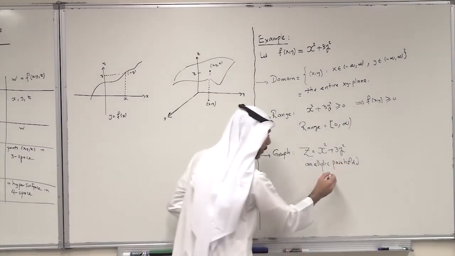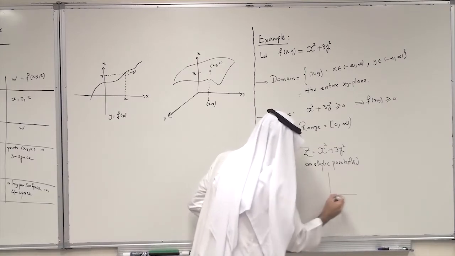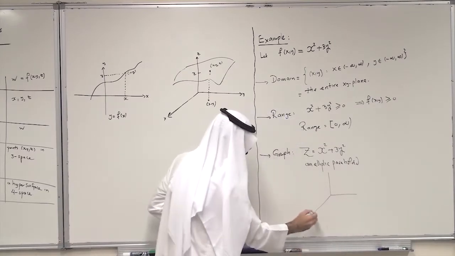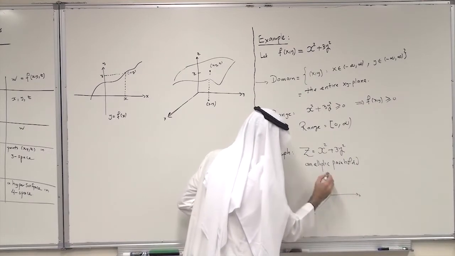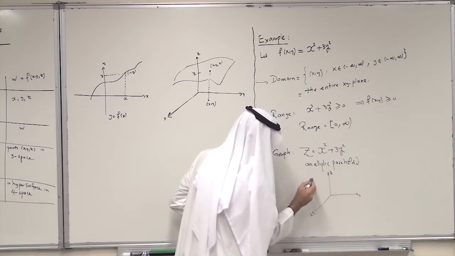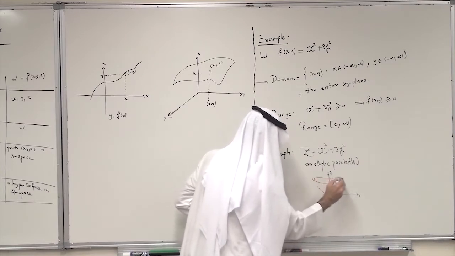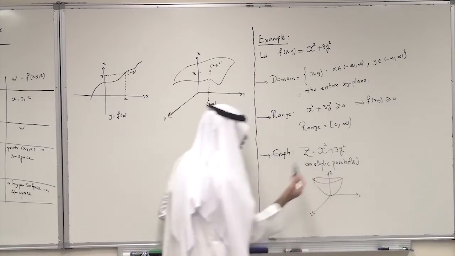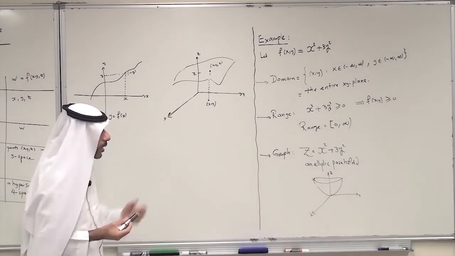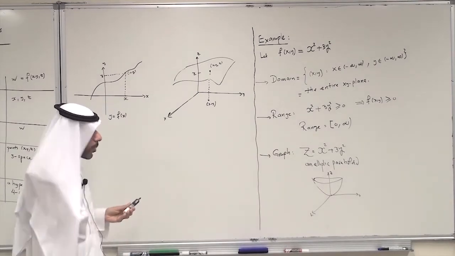So the graph is the following. This is x, and this is y, and this is z. So this is an elliptic paraboloid with the z axis as its axis. So the graph of this function is an elliptic paraboloid. Okay.